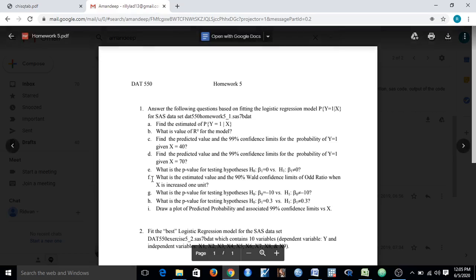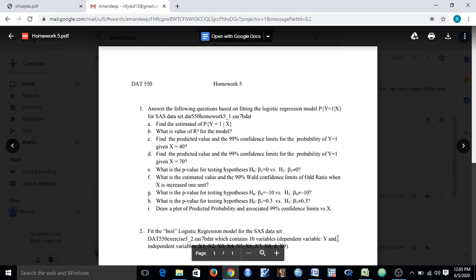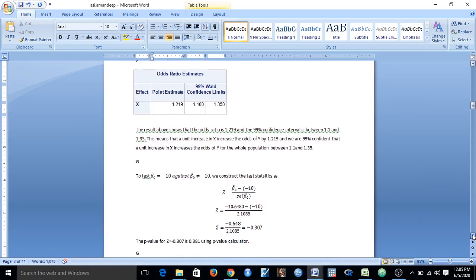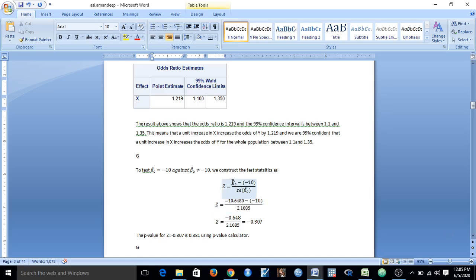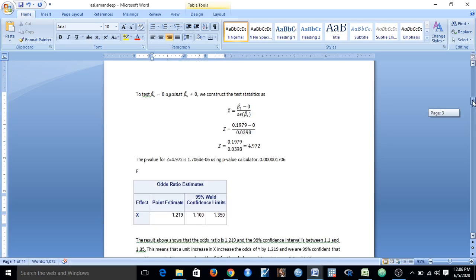Then the next question is: what is the p-value of testing the hypothesis that beta naught equals minus 10 against beta naught is not equal to minus 10? So we calculate this z statistic the same way. That will be the estimated beta naught minus the hypothesized value, that's minus 10, all over the standard error of beta naught. From our earlier estimation, beta naught is our intercept, and the estimate here is minus 10.6480. The standard error is 2.1085.